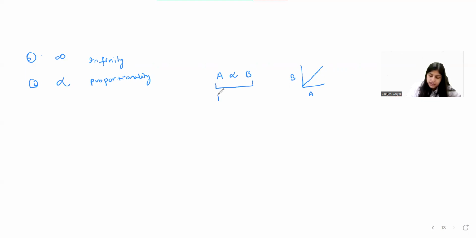You can write the meaning of this. If A increases, B also increases. Or A is inversely related to B. That means if A increases, B decreases. This means if A increases, B decreases. This is called proportionality.